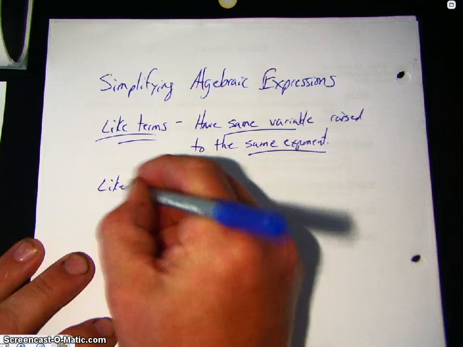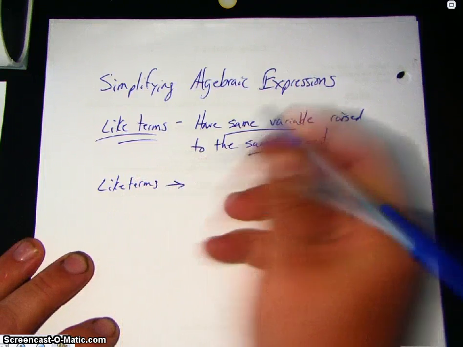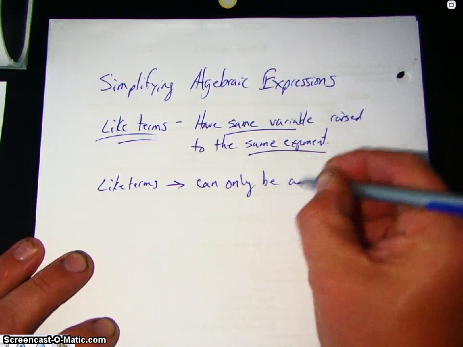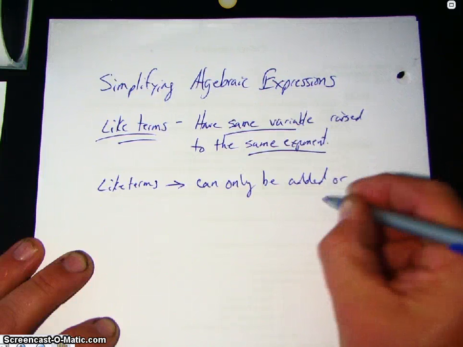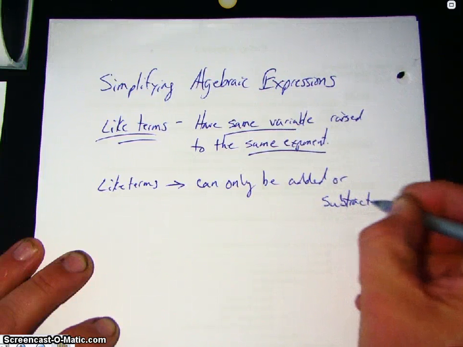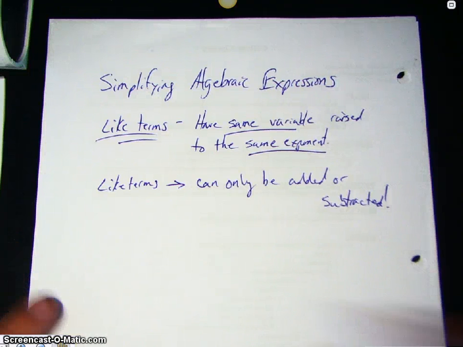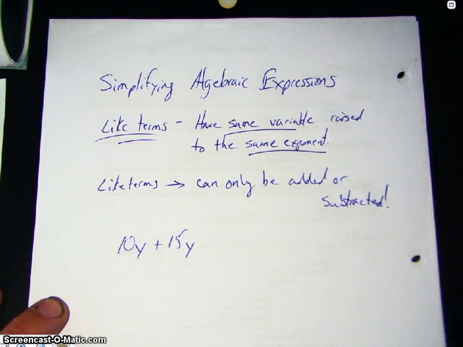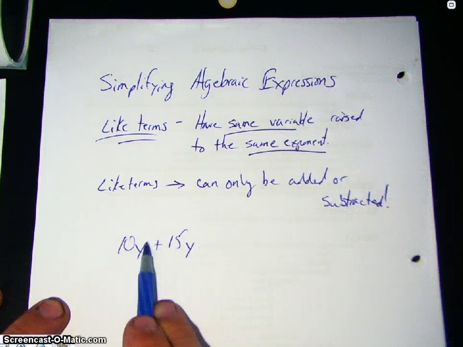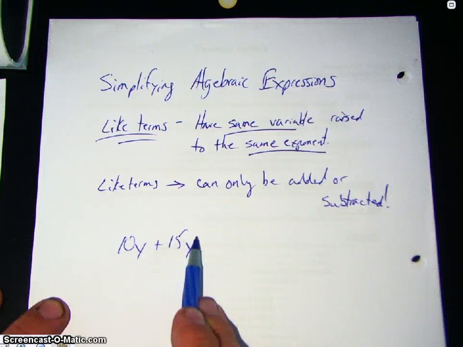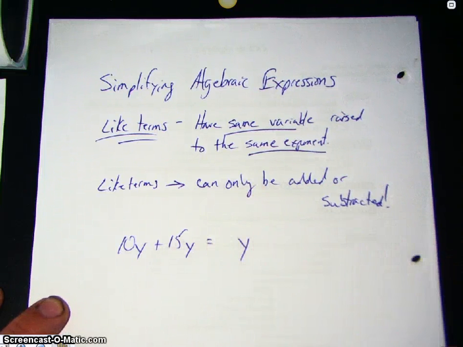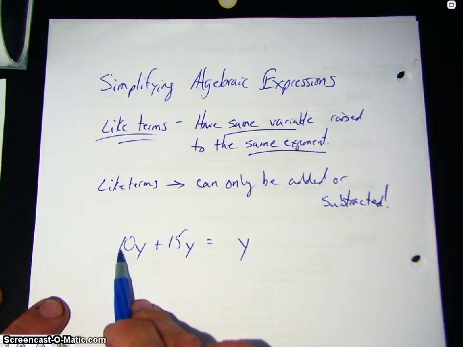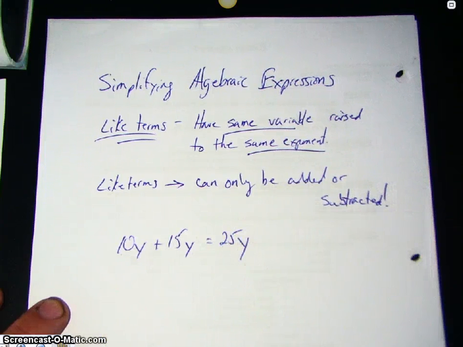So for like terms, you can only add or subtract. Okay, so for example, we have 10y plus 15y. They have the same variable, they have the same exponent, which I understood to be a 1 here, so that means I keep the variable and the exponent and just add or subtract the coefficients. Whether it's a plus, so I mean 10 plus 15 is 25.